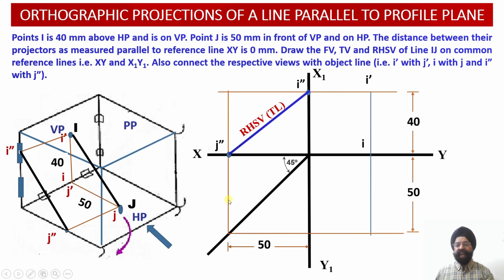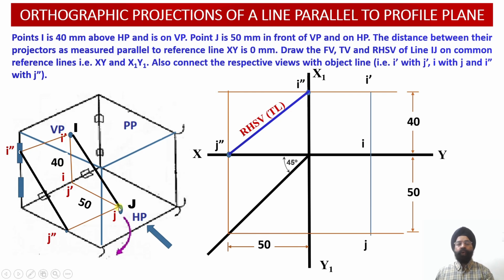So this distance of the point J from the vertical plane can be transferred into the top view. Either way, I can draw 50 millimeter from here, or using this distance of 50 millimeter and this transfer line, I can transfer it onto the top view projection. So point J has been obtained onto the top view projection, in the horizontal plane.